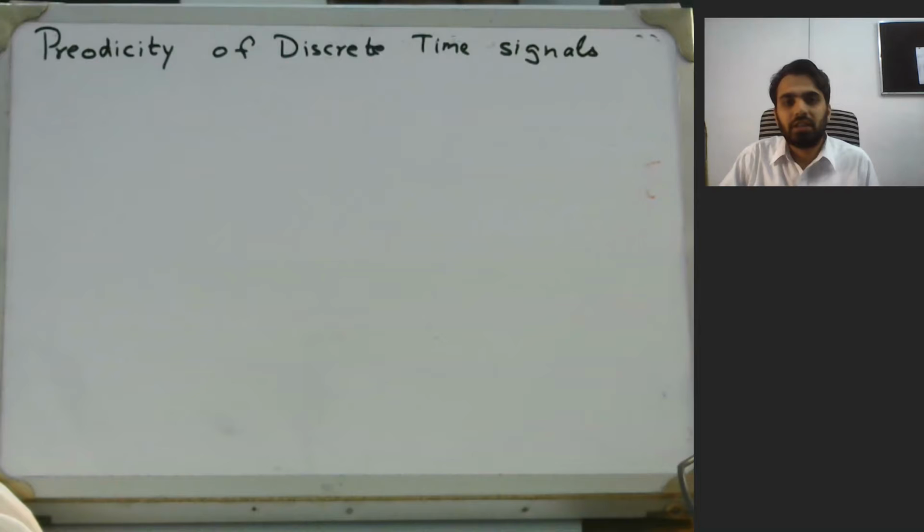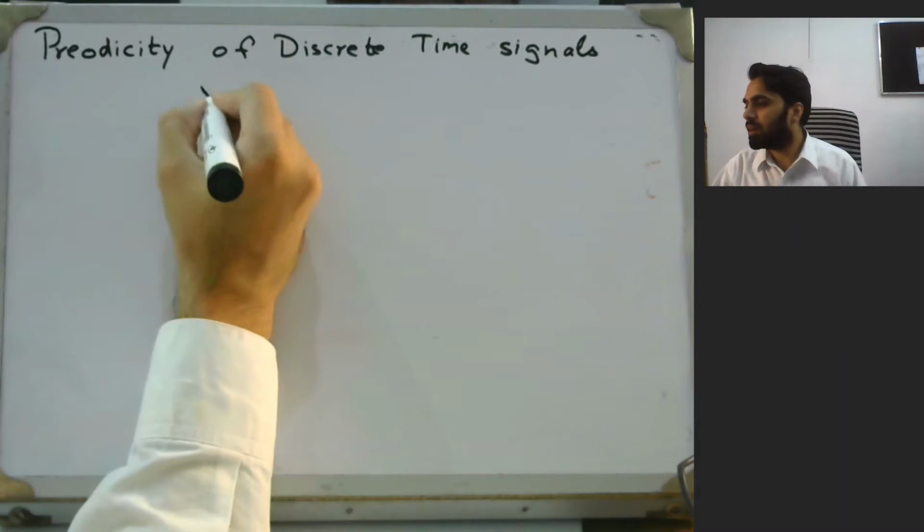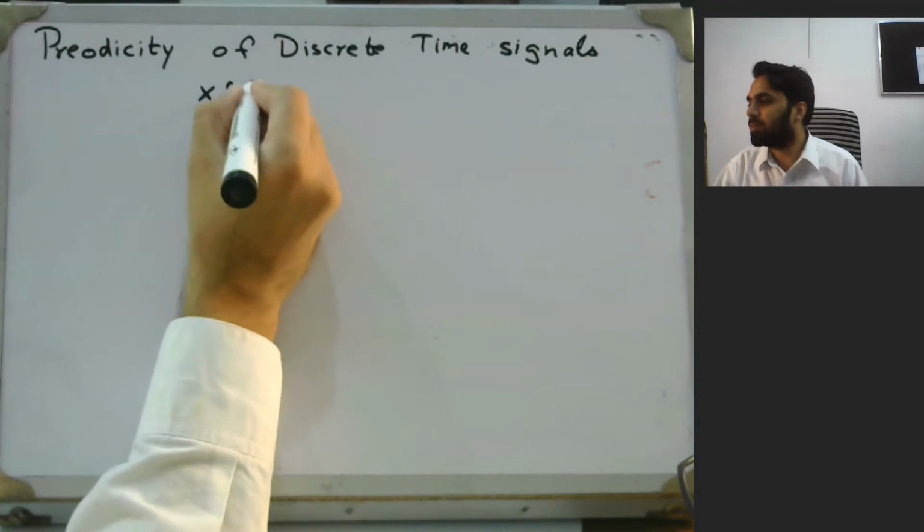Periodicity of discrete time signals. So for discrete time signals, when we discuss periodicity, it is rather a little bit more involved as compared to the continuous time signals. Let us first visualize what periodicity means in discrete time signals.